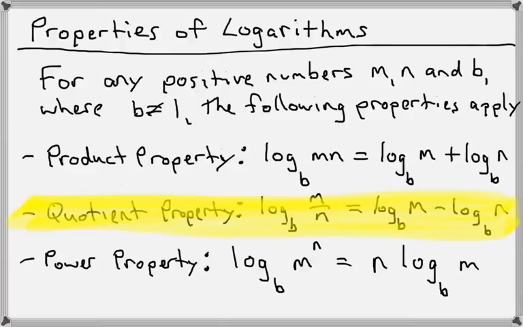So we can use this property to go from a single log and expand it into the subtraction of two different logs. In previous videos, we have already simplified this, going from the subtraction or the difference of two logs and condensed it or simplified it into a single log. Now we're just going to go the other direction. We're going to go from a single log and expand it into two using this property.